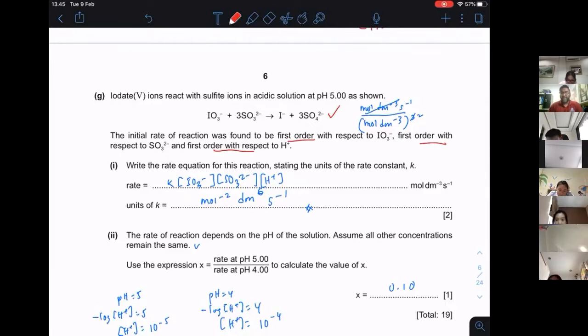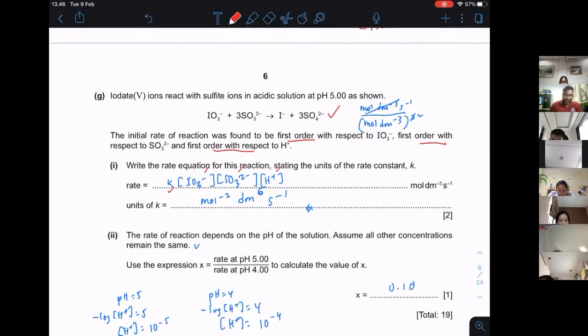But do remember they can actually give you a table and all the data related to initial rate of reaction and ask you to analyze. I think you know how to get it also. But in this case, they are just straight away asking you to write the rate equation. Make sure you put the k. All these are first order, so everything is going to be first order. I put that over there. And then they are asking for the unit of the k.